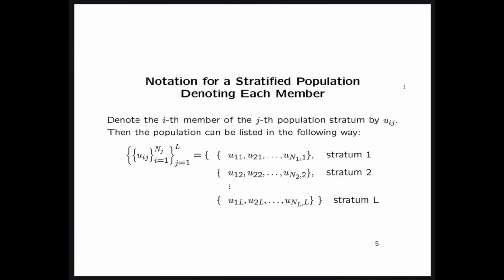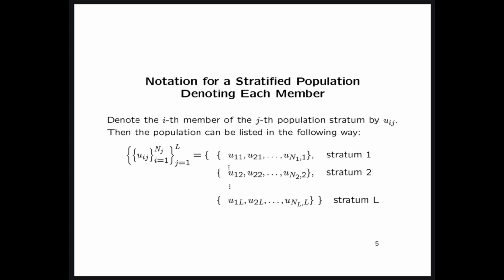Now let's look at some notation that we'll use to denote the members of the population, and in particular the members of each stratum. So we're going to denote the ith member of the jth population stratum by u sub ij. With this notation, the population can then be listed in the following way. Notice that we have a set here. It's really a set of sets.